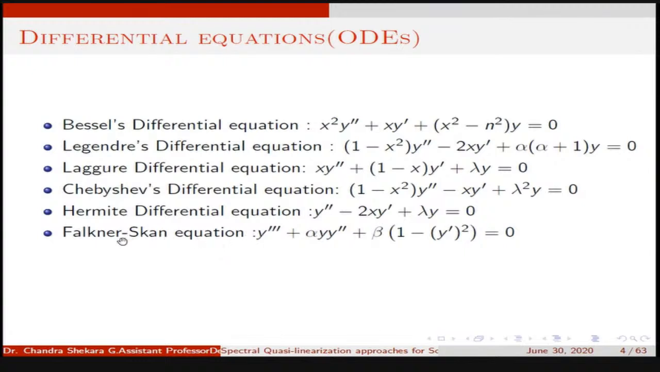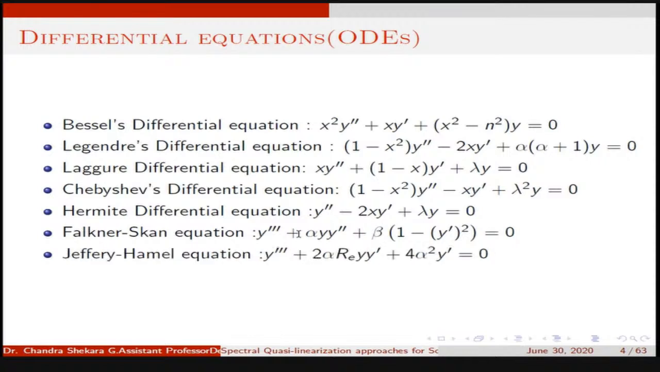Then we have an equation called the Falkner-Skan equation from fluid mechanics. It is one of the famous equations in boundary layer theory. It's a nonlinear differential equation. I'm going to explain how to solve one kind of this Falkner-Skan equation. It is a modified one called the Jeffery-Hamel equation. At some stage, I'm going to explain how to solve this nonlinear equation called the Jeffery-Hamel equation.